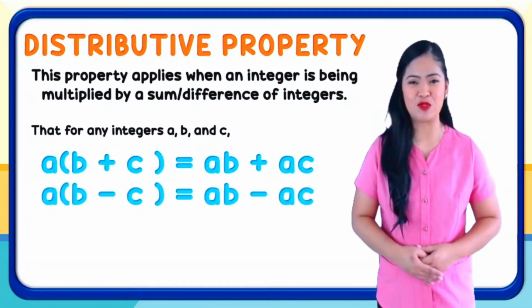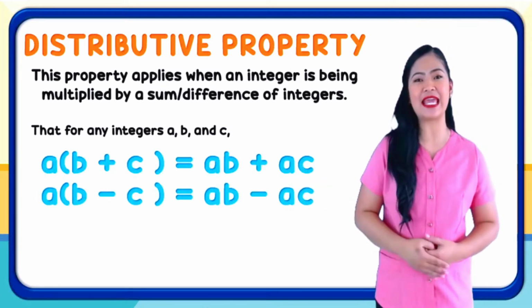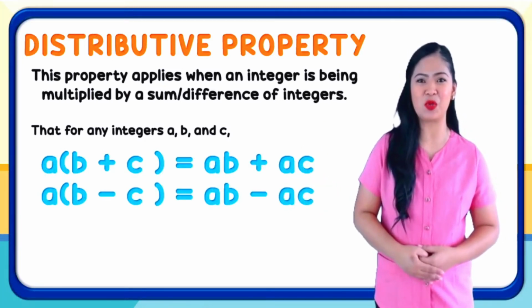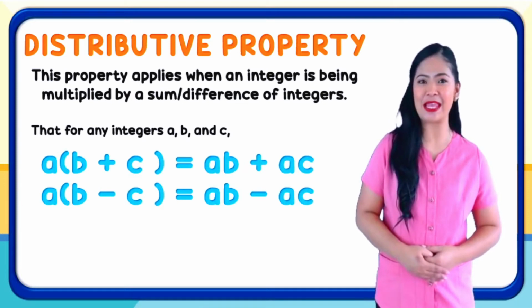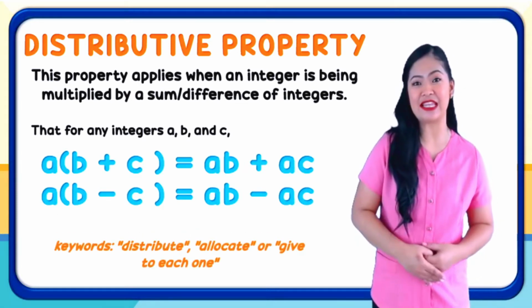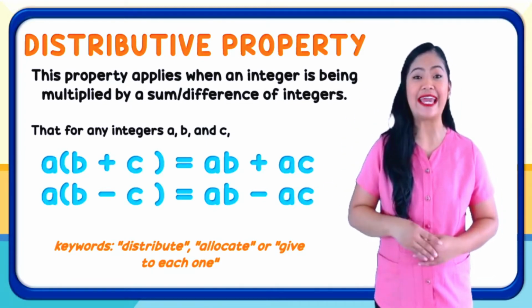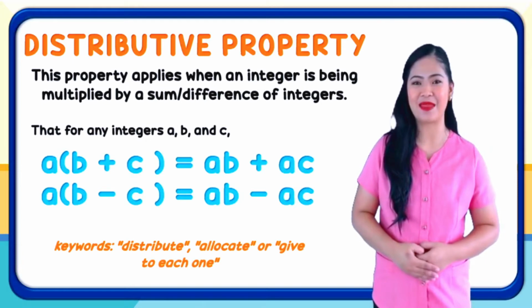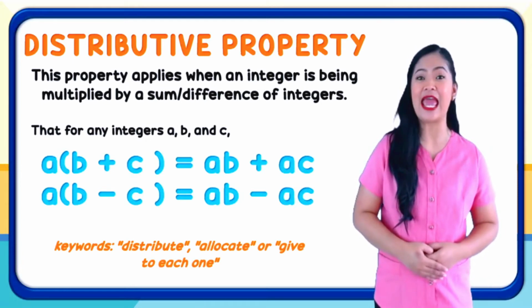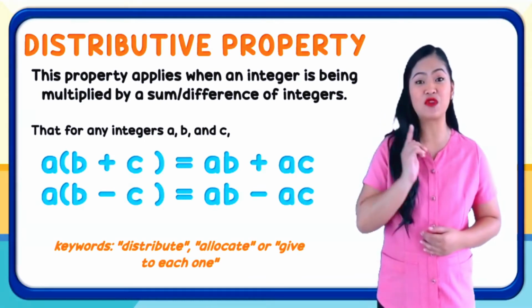Moreover, for subtraction, a times the difference between b and c is just equal to a times b minus a times c. We just multiply the integer outside the parentheses to each integer inside the parentheses. Remember these keywords: distribute, allocate, or give to each one.